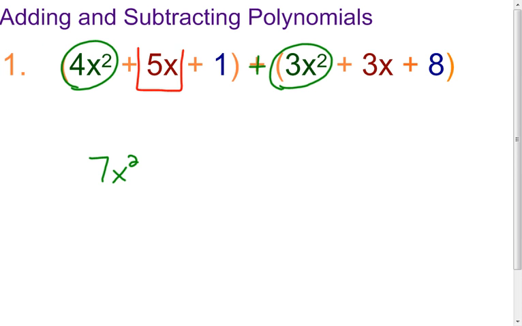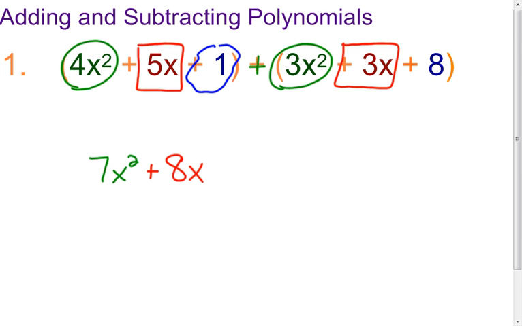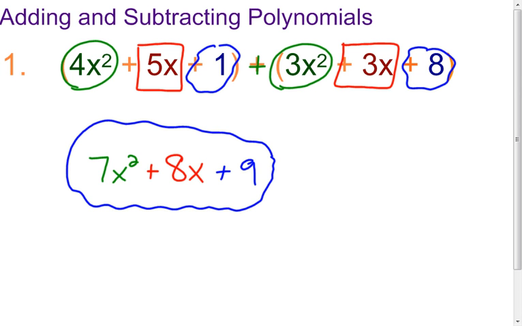Here I will have a positive 5x and a positive 3x. And again, I will just add my coefficients, so 5 plus 3 makes 8 x's. I do not add the exponents here. I would only add the exponents if I was multiplying. And then I have 1 and 8, which of course makes 9. So this is what this answer would look like. Notice my answer in this case also happens to be a trinomial because it has 3 terms, and it also happens to be a quadratic because it has a degree of 2.